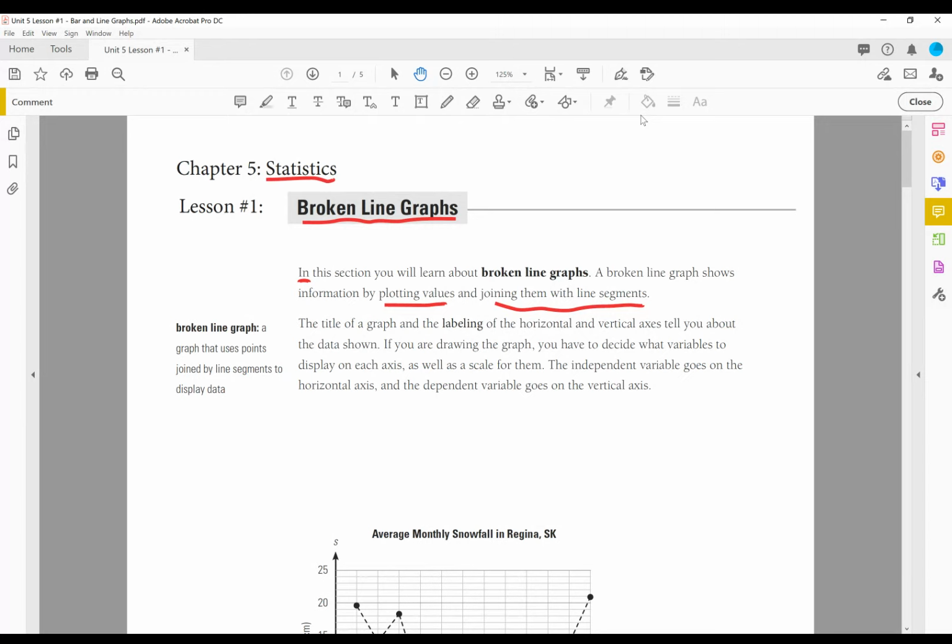The title of a graph and the labeling of the horizontal and vertical axes tell you about the data shown. If you are drawing the graph, you have to decide what variables to display on each axis, as well as a scale for them. I'm going to talk about all this in a second. The independent variable goes on the horizontal axis and the dependent variable goes on the vertical axis. Okay, let's talk about what all that means.